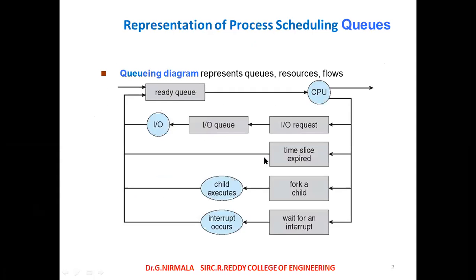Just observe this diagram. Listen carefully, all of you. This is the representation of process scheduling queues. It is a queuing diagram that represents the various queues used in the scheduling concept. This is the ready queue. All the processes are kept in the ready queue, and this is the CPU. The OS will assign the first process to the CPU based upon the scheduling policy. Some criteria and algorithms are there to assign.